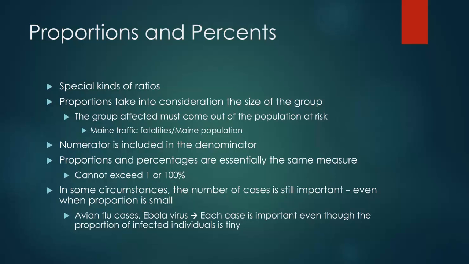In a proportion, the numerator must be included in the denominator. Thus, the number of apples divided by the number of oranges is not a proportion. But the number of apples divided by the total number of fruits of all kinds is a proportion. Remember, the numerator is always a subset of the denominator. A proportion can be expressed as a fraction, a decimal, or even a percentage. The statements 1/5 of residents became ill and 20% of residents became ill are equivalent.